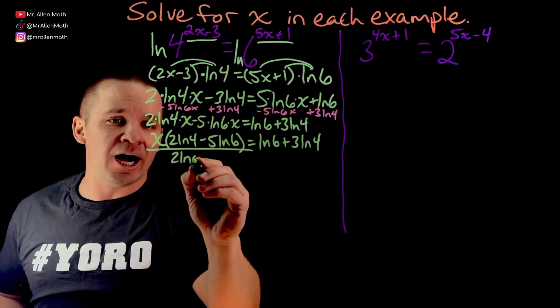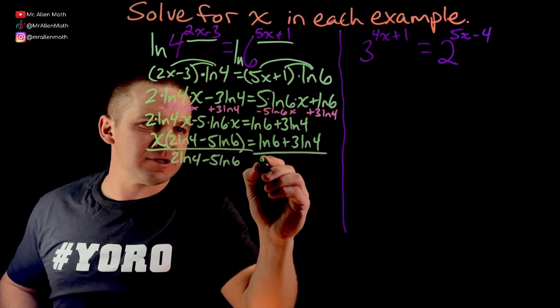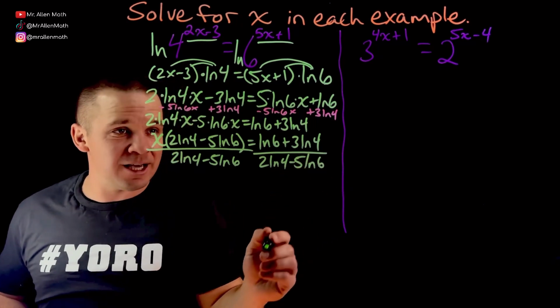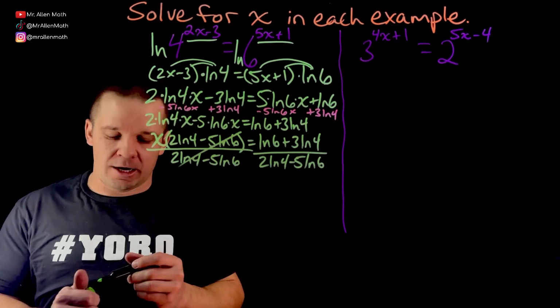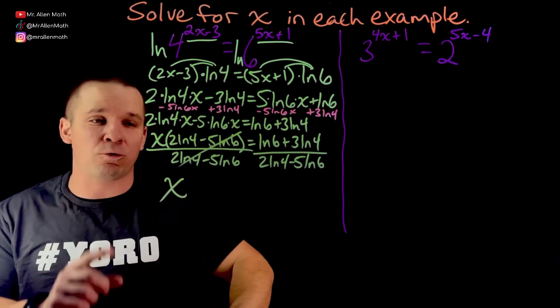Can't I divide by said number to get x by itself? Heck yes, I can. All right, we divide that on both sides: 2 natural log 4 minus 5 natural log 6. Whew, those are gone. I've got x now, and I'm going to type this all into my calculator at once.